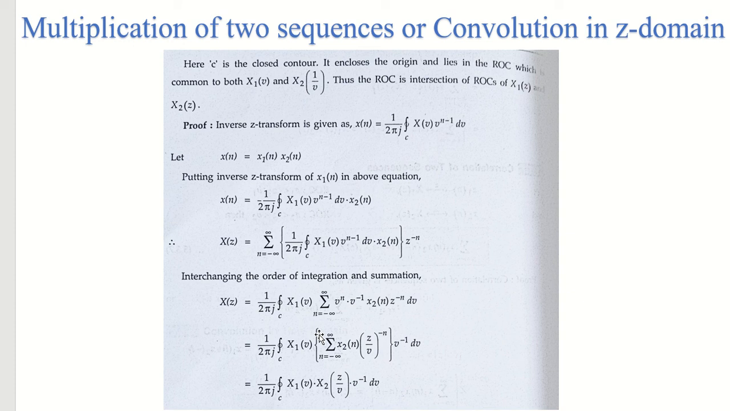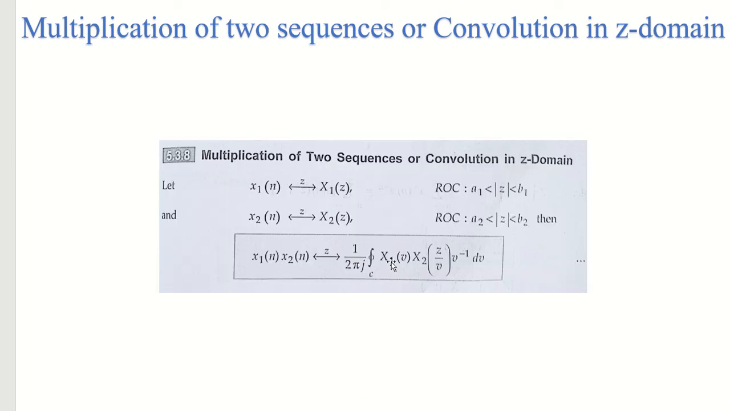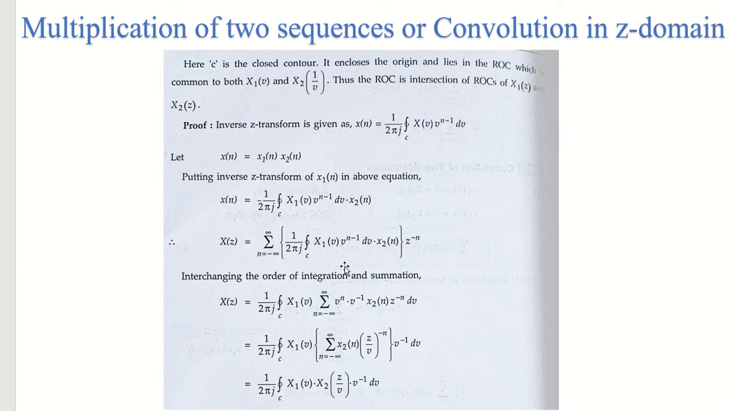And then the other term will be 1 by 2 pi j closed integration X1 of v, and the other term will be X2 of z divided by v into v inverse into dv. So this term is the same as this term, see, and hence we have proved the multiplication property of two sequences, or the convolution operation in the Z domain.